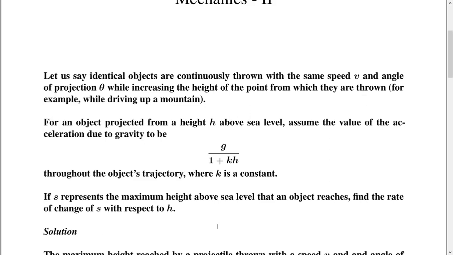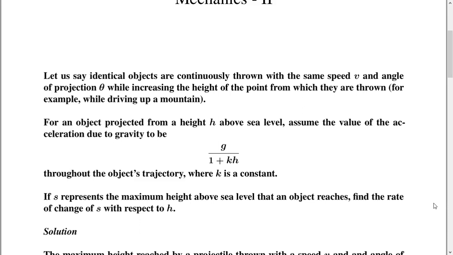Quite a long question. So what we are doing is we are continuously increasing the height from which an object is thrown. And we are told that the acceleration due to gravity changes with the height above sea level. So if the height is h above sea level, then the acceleration due to gravity is g by 1 plus kh.